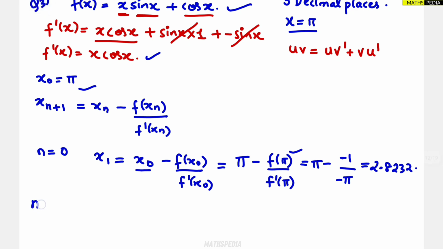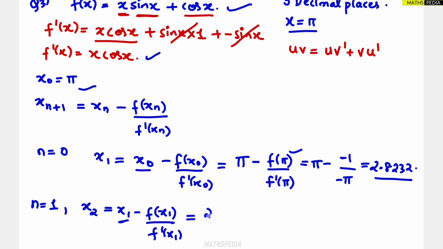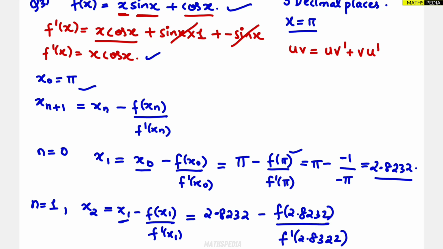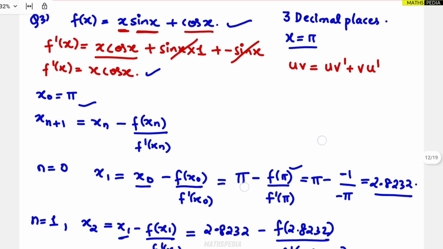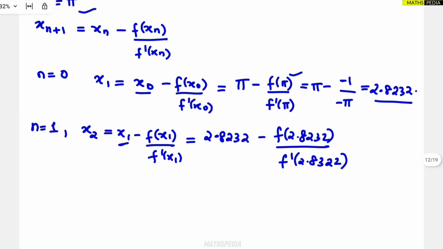Next, the second iteration will go for n is equal to 1. So what happens? x2 is equal to x1 minus f of x1 divided by f dash of x1. Again the same thing. x1 has now changed. It is 2.8232 minus f of 2.8232 divided by f dash of the same value. So in place of x you have to substitute 2.8232 in both the functions, f of x as well as f dash of x.